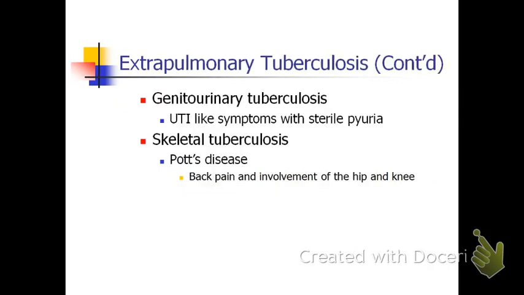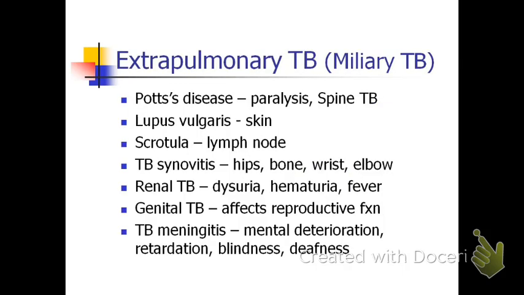So, genitourinary tuberculosis would exhibit UTI-like symptoms, characterized by pyuria. The term pyuria is the presence of pus in the urine. Skeletal tuberculosis is otherwise known as Pott's disease, or sometimes the TB of the spine if the spinal cord is affected. It's characterized by back pain and involvement of the hip and knee. Pott's disease would usually result in paralysis. As I mentioned a while ago, it is known as spine tuberculosis.